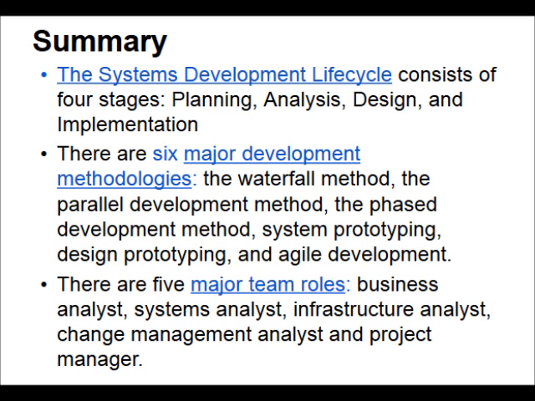So here is the summary for today. The system development lifecycle, or SDLC, consists of four stages: planning, analysis, design, and implementation. There are six major development methodologies: the waterfall method, the parallel development method, the phased development method, system prototyping, design prototyping, and agile development. There are five major team roles: business analyst, systems analyst, infrastructure analyst, change management analyst, and the project manager. So guys, I hope you got some idea on system analysis and design.